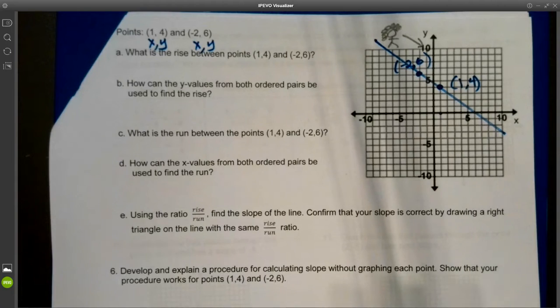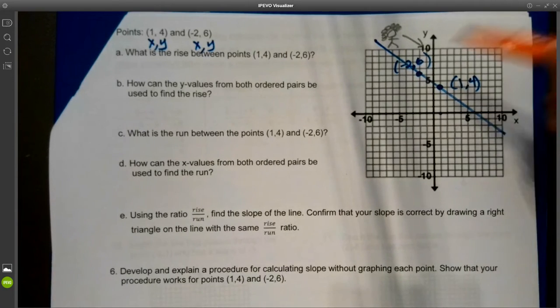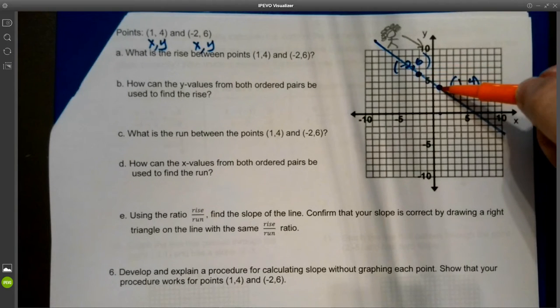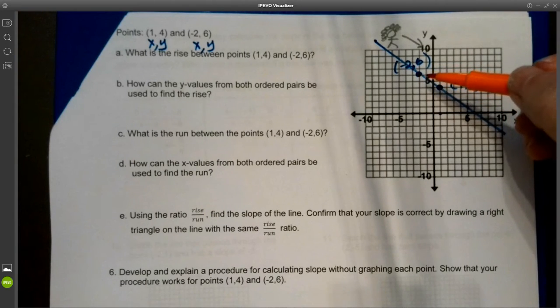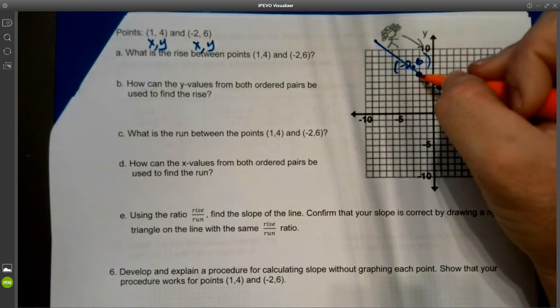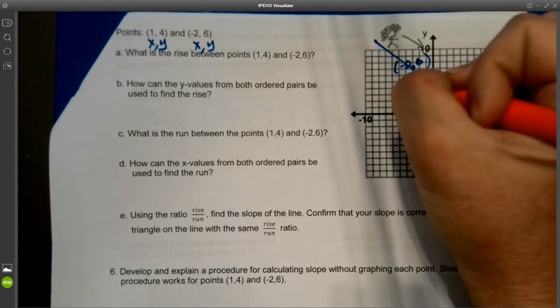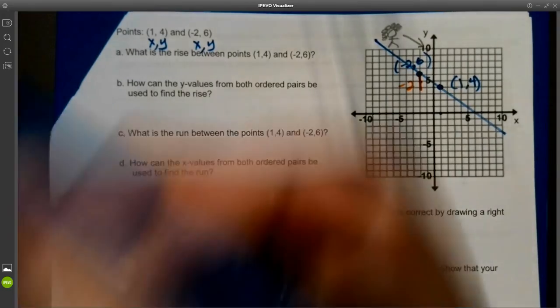Okay, what is the rise then between these 2 points? So in this case, we're not going to rise up to get from this point to this point. We're going to rise down. So we're going to go down, it looks like 2 units. Okay, so when I go down 2 units, that's a negative 2. So I'm going to write that here.